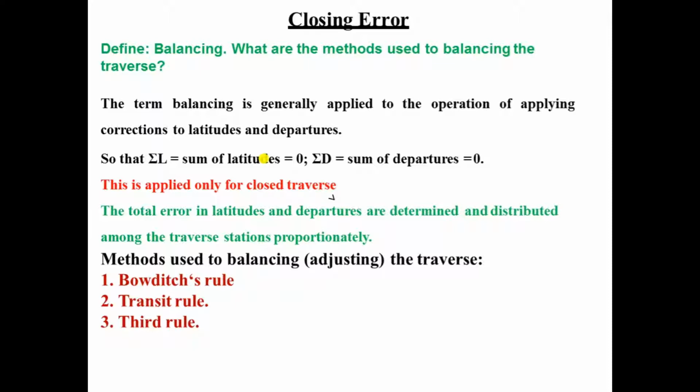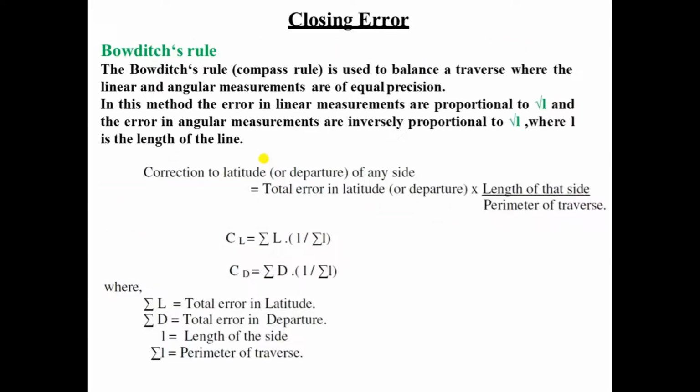Now we are moving to the methods used for balancing the traverse. The first method is Bowditch's rule, the second is the transit rule, and the third is the third rule. Now we are moving to Bowditch's rule. Bowditch's rule is used to balance a traverse where linear and angular measurements are of equal precision.